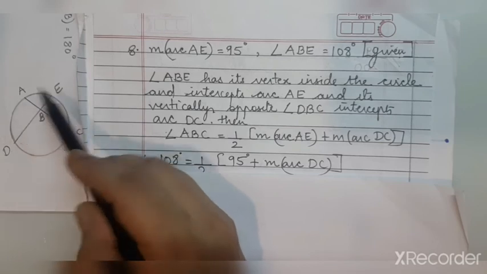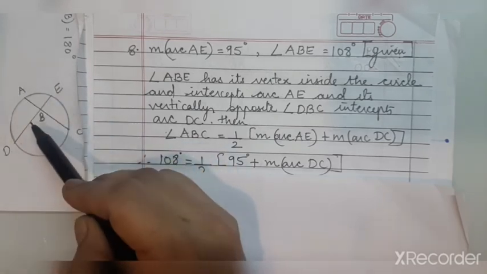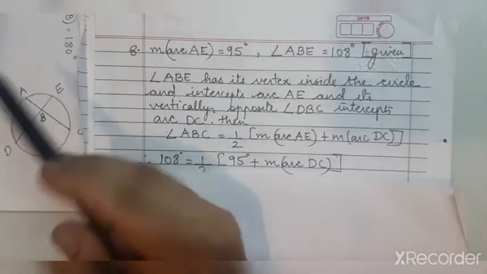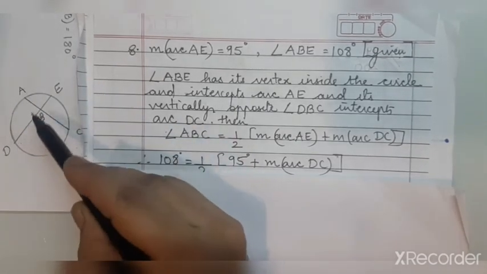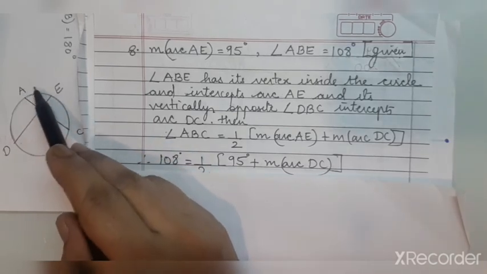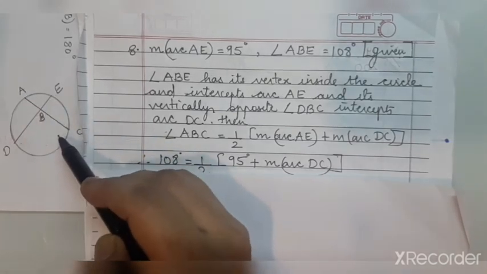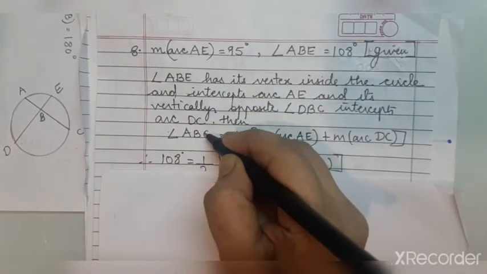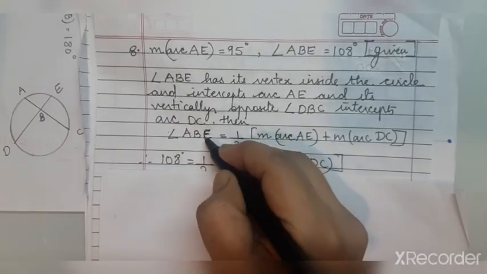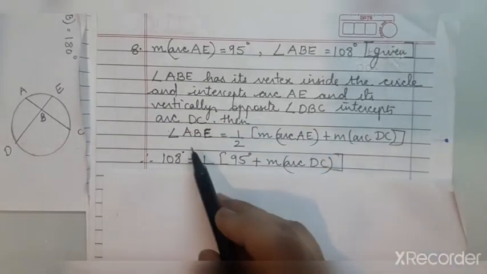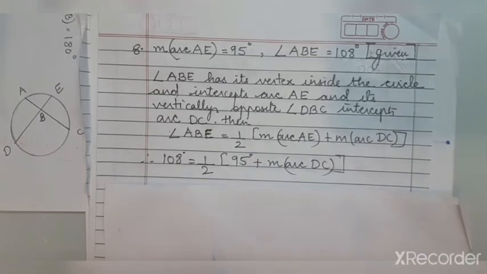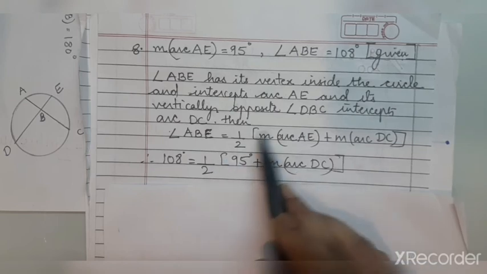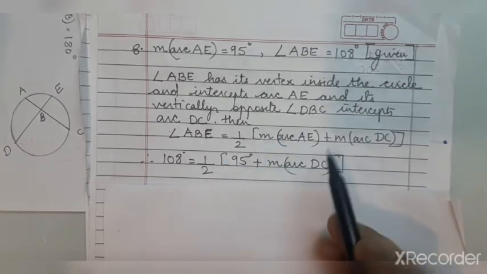I said we have to add in this case. When the chords intersect inside the circle, we have to add the arcs, and when the chords intersect outside, we have to subtract the arcs. So here angle ABE is equal to half of measure arc AE plus arc DC. We'll make the correction, angle ABE is given as 108 degrees, equal to half of 95 plus arc DC. Since we know the other measures, we can find DC.